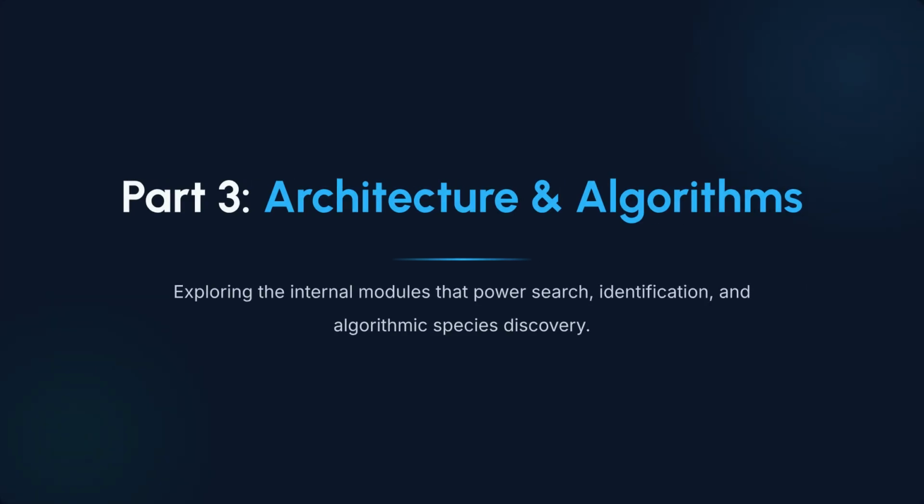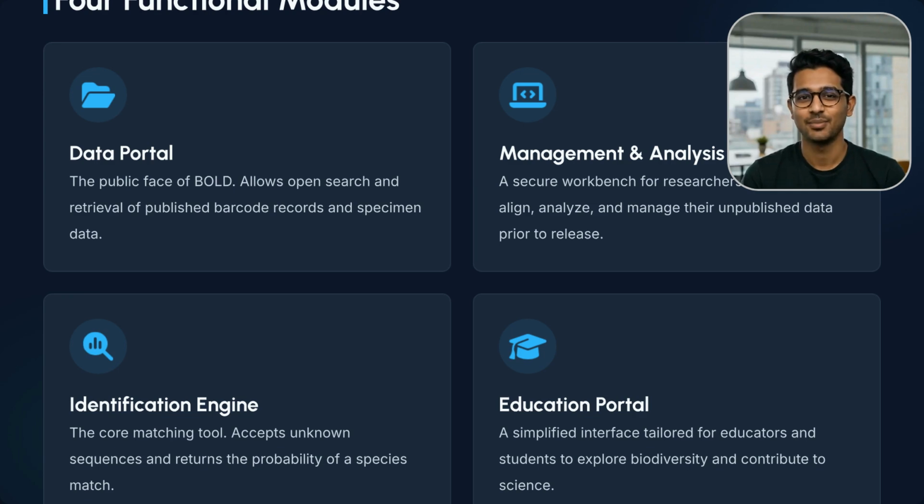Part 3 focuses on BOLD's architecture and algorithms, exploring the internal modules that power search, identification, and algorithmic species discovery. BOLD comprises 4 functional modules. The data portal allows open search. Management and analysis is a secure workbench for researchers. The identification engine is the core matching tool. Finally, the education portal is for students and educators.